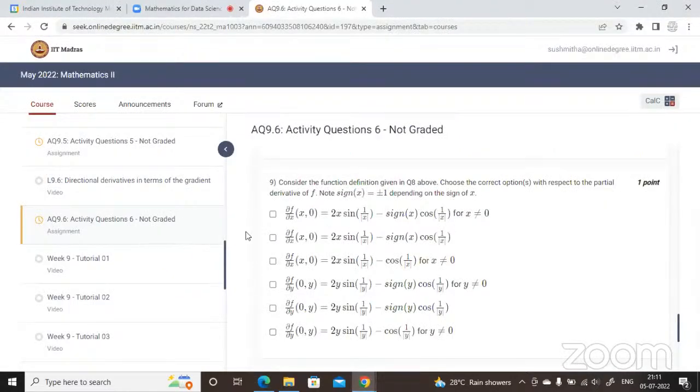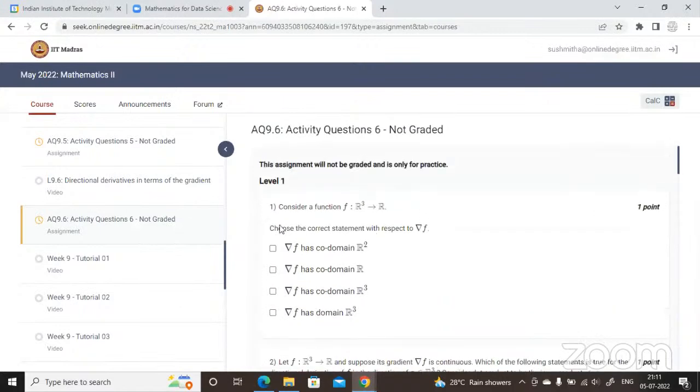Question number 1, ma'am. Option 1. So here the codomain of F is R, and the question is about del F. So F is a function of 3 variables. So how many components will the gradient have? 3 components. Fx, Fy, Fz. Yes. Got it. Any other questions?